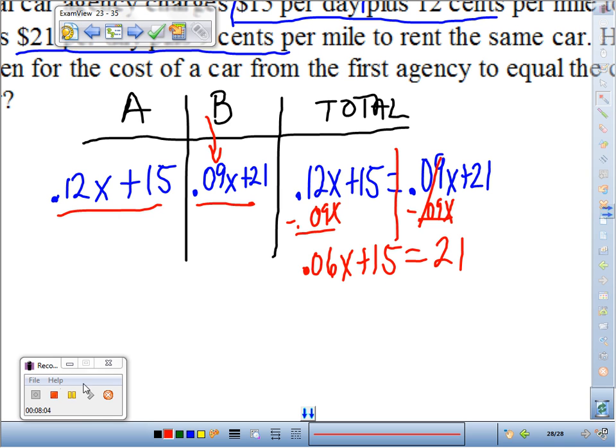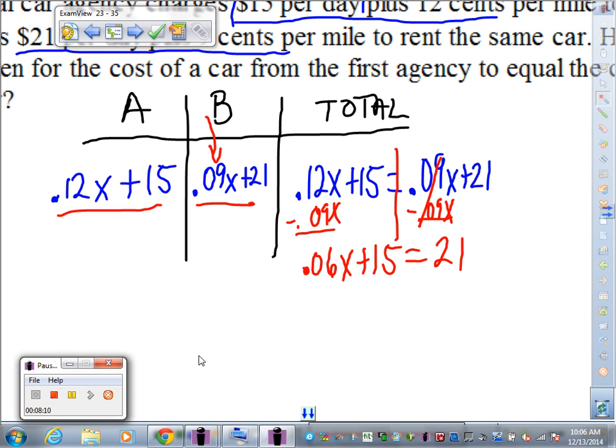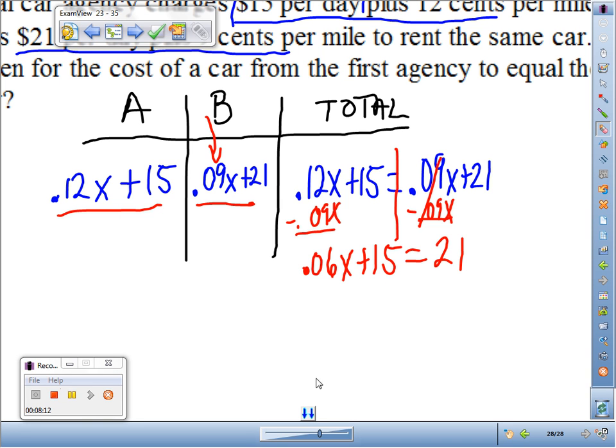I'll give you a little bit of time, see what you get. It's 0.03, my bad. Thank you, Peyton. 0.03. I did that to see if you were paying attention.